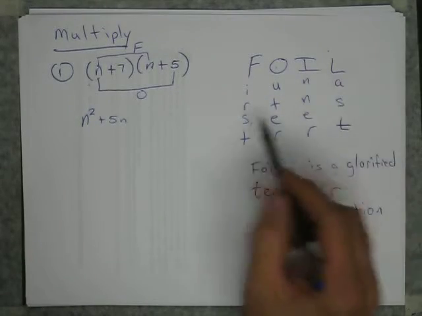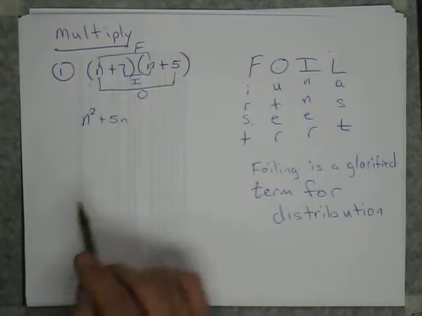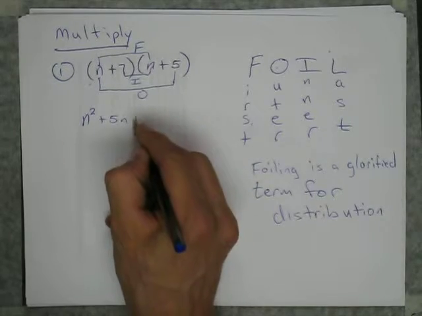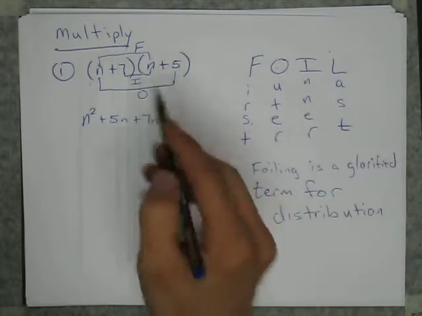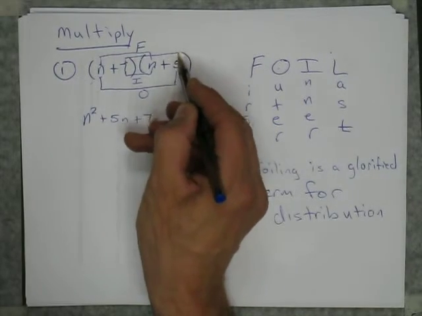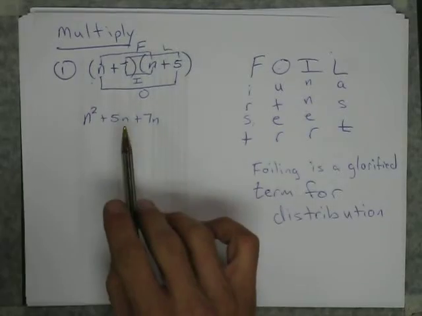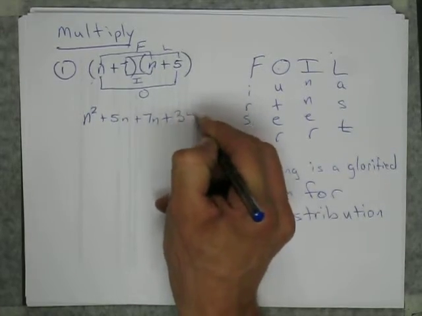And your I stands for inner, so your inner terms here, like this. And that's a 7. So 7 times n is 7n. That's a plus. And then your last terms are 7 and 5. So first, outer, inner, last. And your last terms are 7 and 5 multiplied together to be 35.